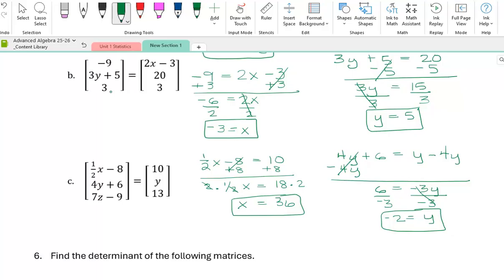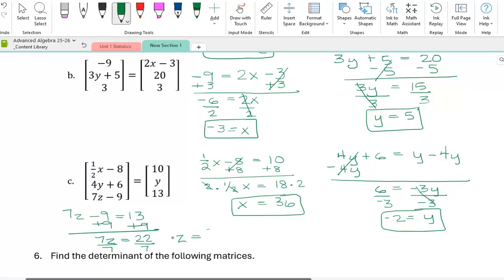All right, the last one. 7z minus 9 equals 13. I'm going to add 9. I get 7z equals 13 and 9, is 22. Divide by 7, this is a terrible one. So I get z equals 22/7. That's correct, because if I stuck it back in here, I would get the right answer. All right, we're going on to part 3.